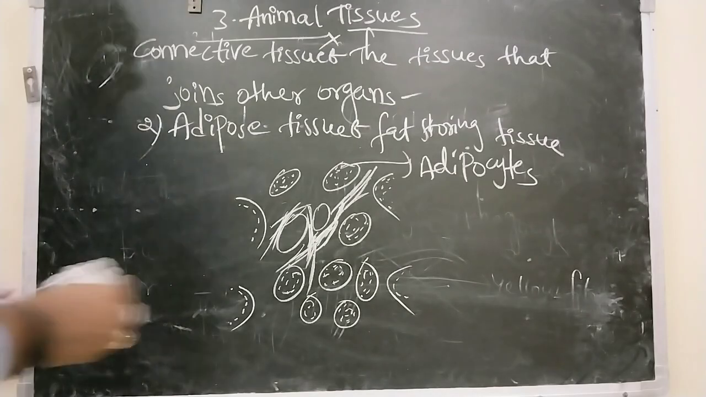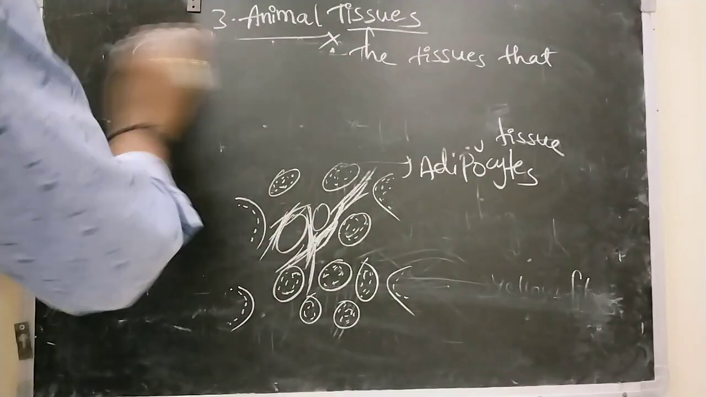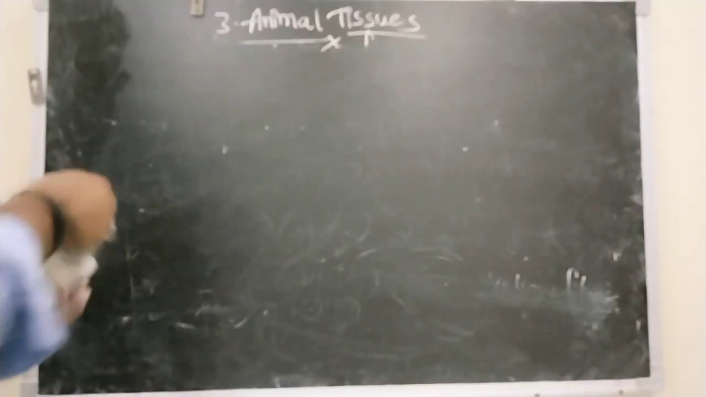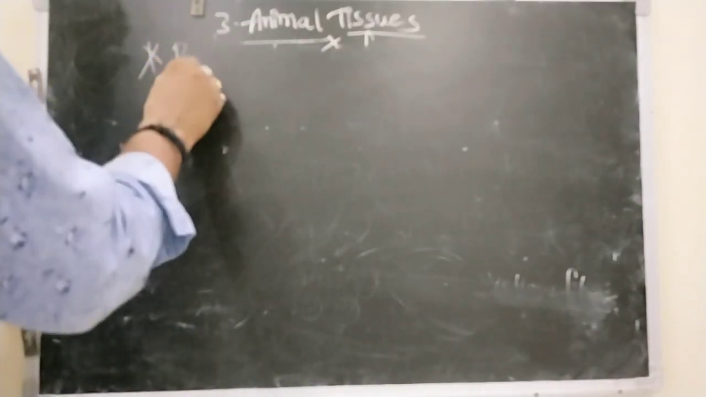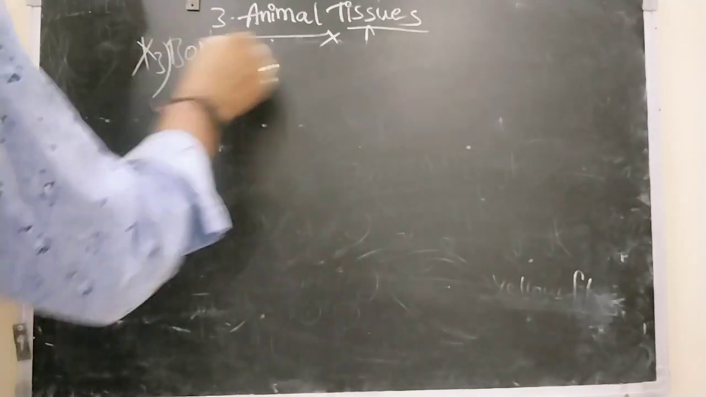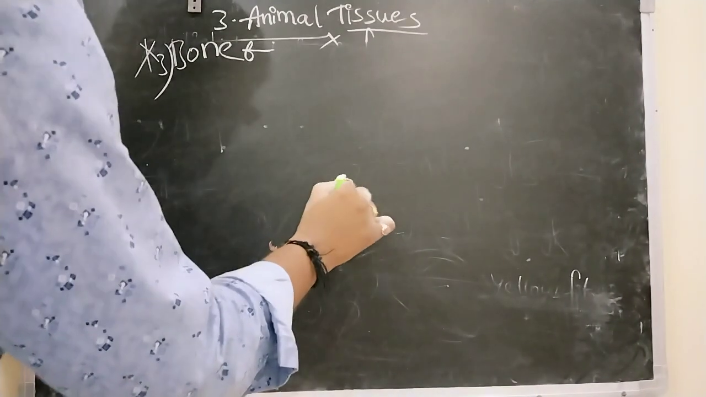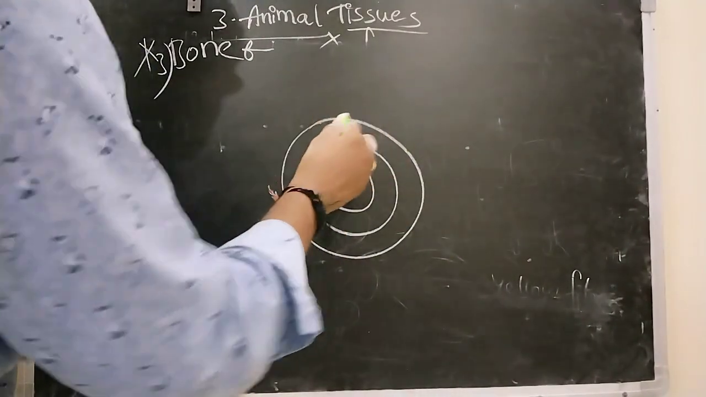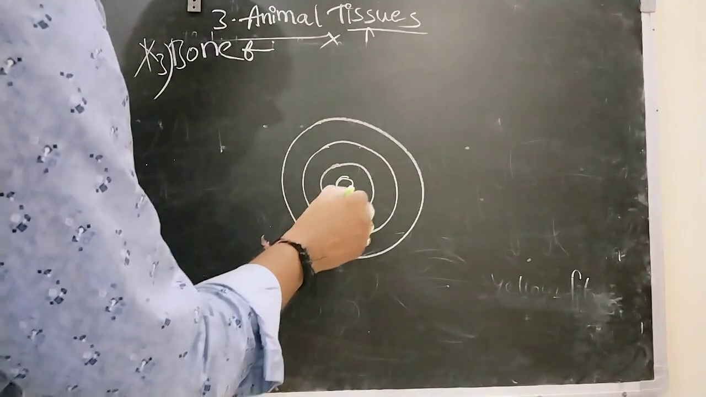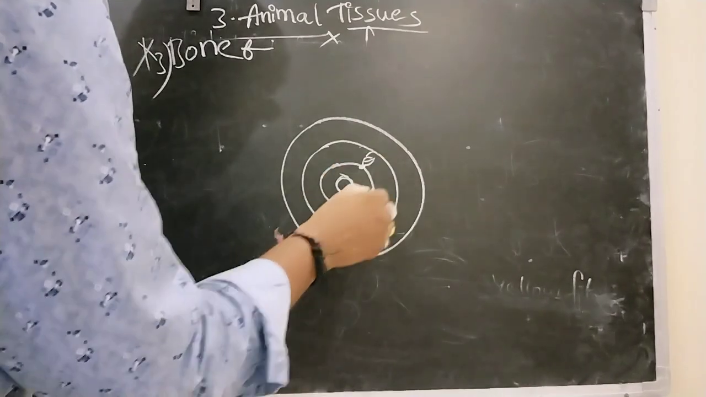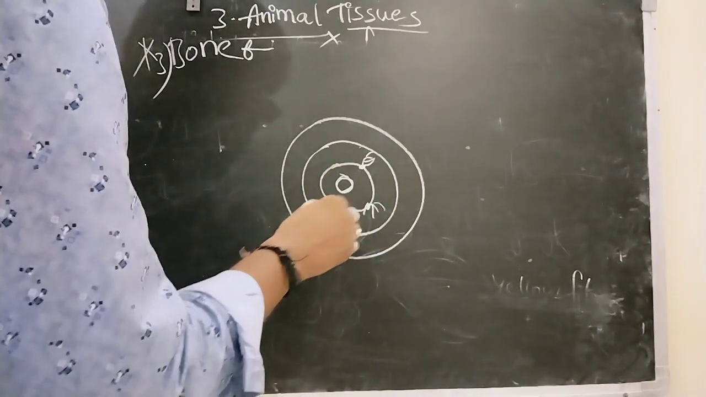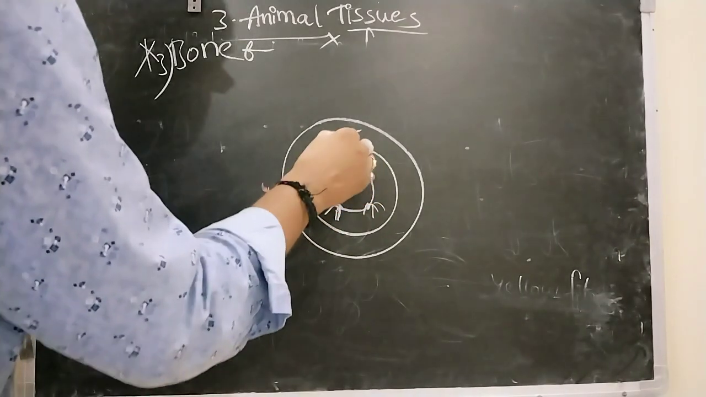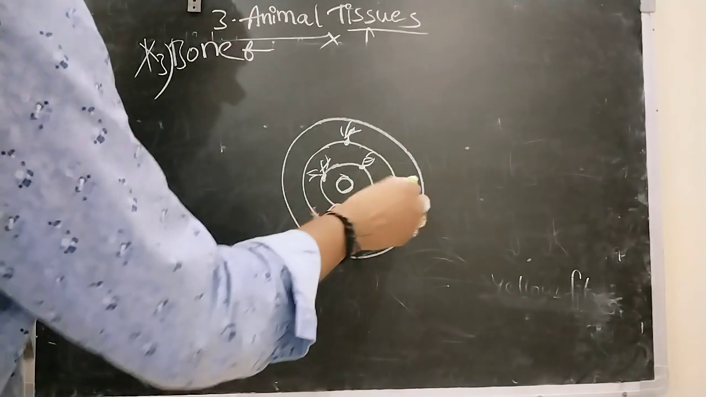Okay, next tissue, bone, the third one. Generally all the vertebrates' body is made up of bone, and this is the structure of an osteon, the bone cell diagram. These small branches are present surrounding the Haversian canal. There is a canal at the center, called the Haversian canal.